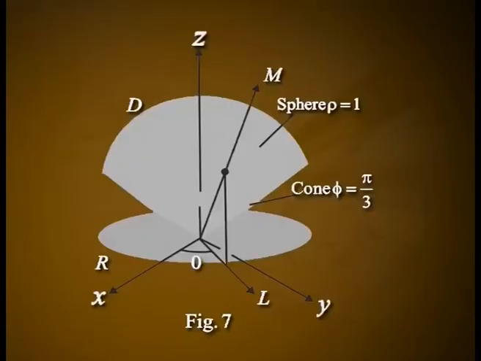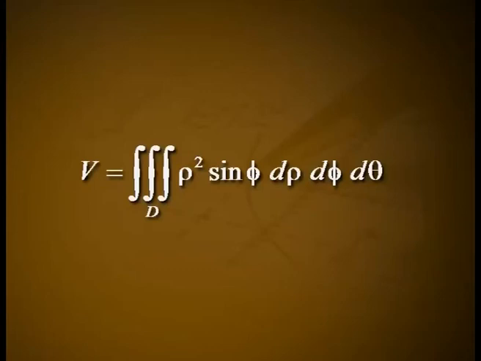Solution. A rough sketch of the region D and its projection R on the xy plane are given in figure 7. The volume is determined using the formula V equal to triple integral over D of rho squared sin phi d rho d phi d theta. To find the limits of integration for evaluating the integrals, we proceed as follows.